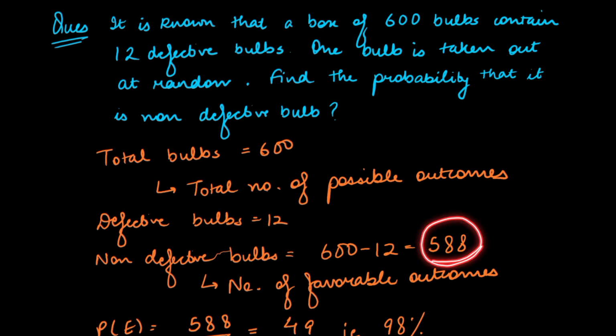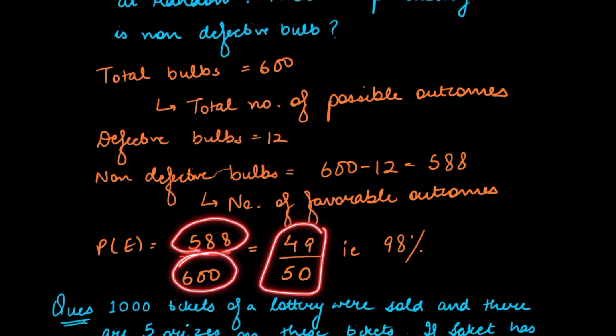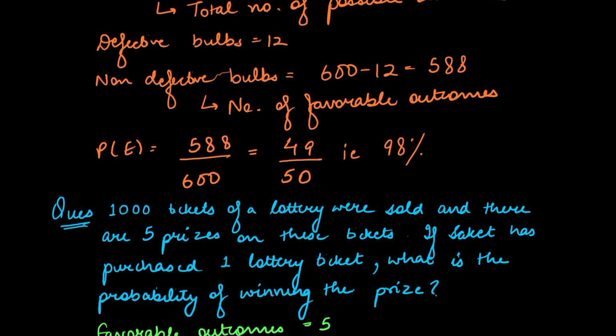Now this many are the bulbs that are non-defective and we need to find the probability of taking out a non-defective bulb. So the number of favorable outcomes are 588. So the probability is 588 divided by 600, that is 49 by 50. That is, there are 98% chances that the bulb taken out from the lot of 600 bulbs is non-defective, at 98%.